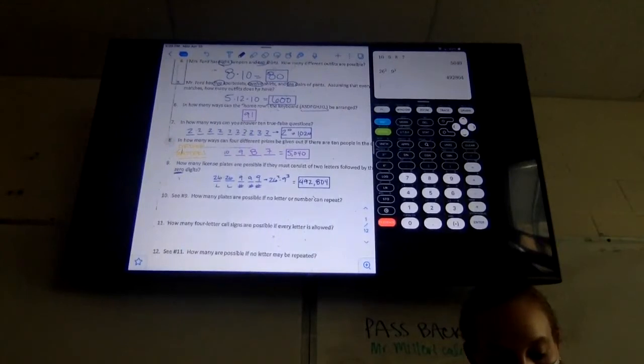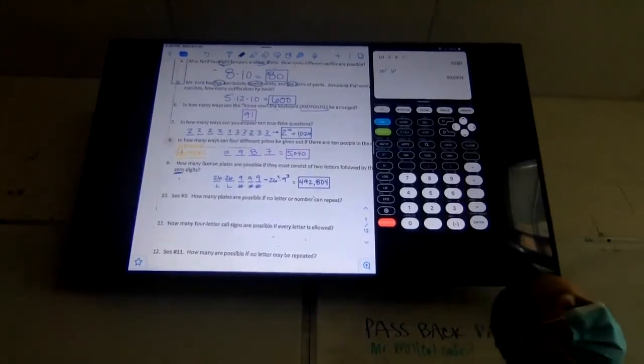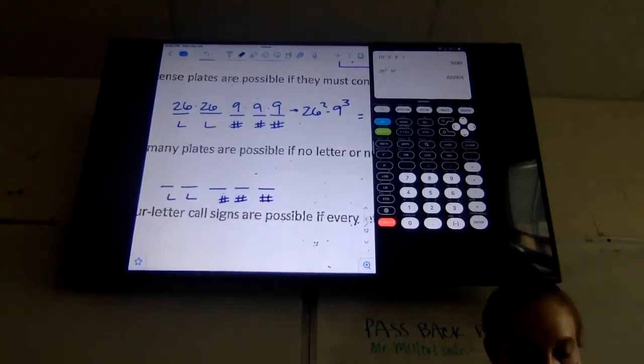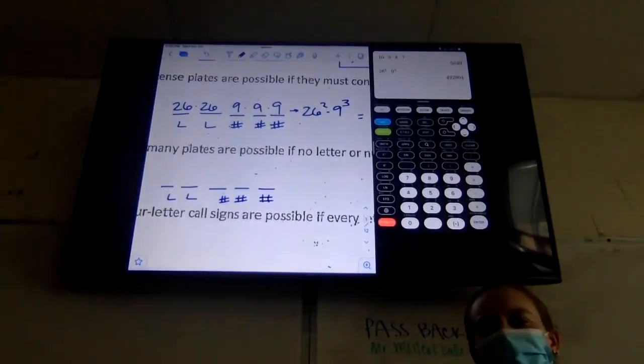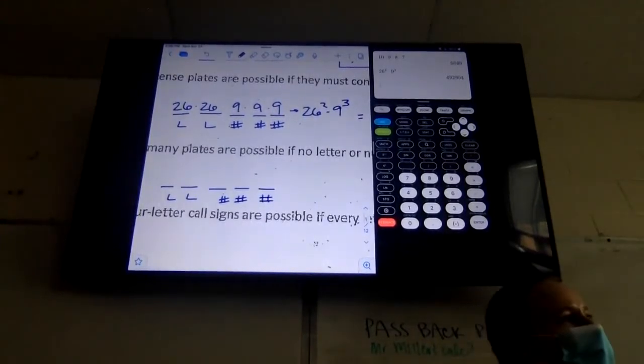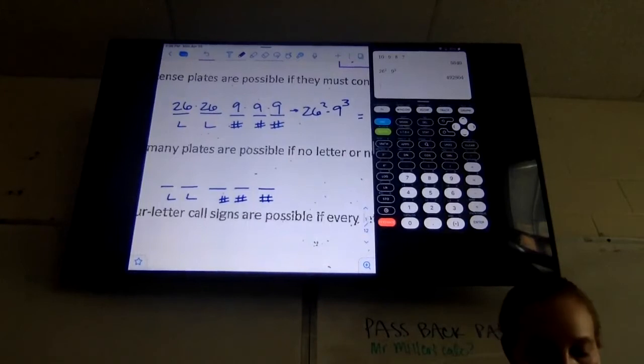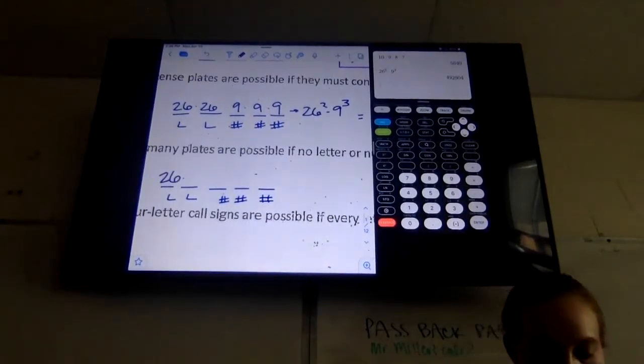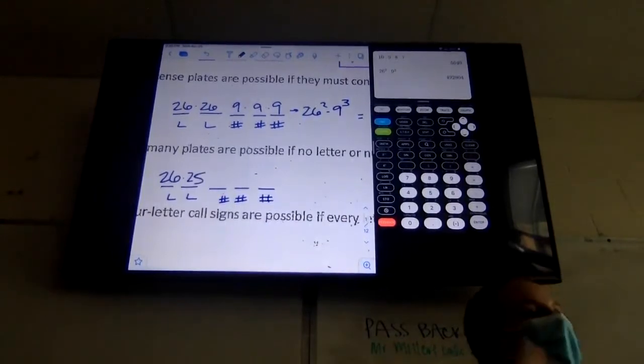All right, number 10 is using the same concept. It says how many plates are possible if no letter or number can be repeated. Okay, so we've got the same setup as before. I still have 2 spots for letters and 3 spots for numbers. How many letters can I use for my first choice? And how many can I use for my second choice if I can't repeat any letters? 25, good.